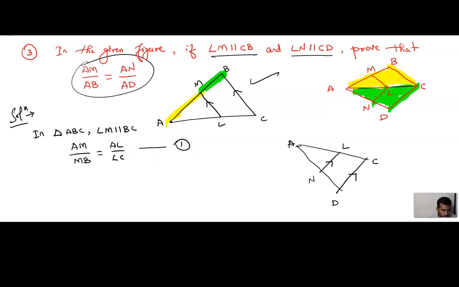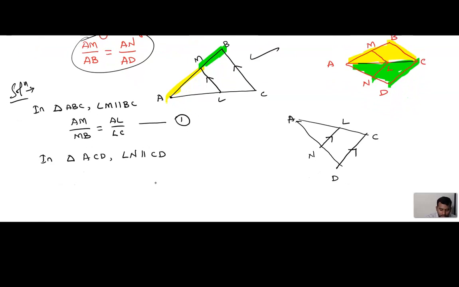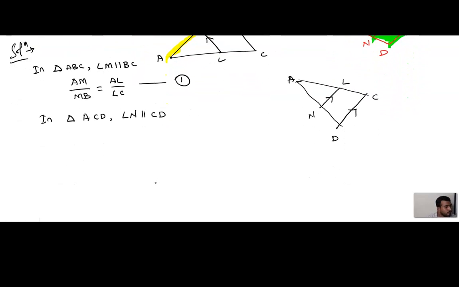Now come back to the second figure. In triangle ACD, what do we know? LN is parallel to CD. Any doubts, children? If this side is parallel to this side, can we apply BPT? Yes. What is the BPT? AN by ND is equal to AL by LC. Equation 2.